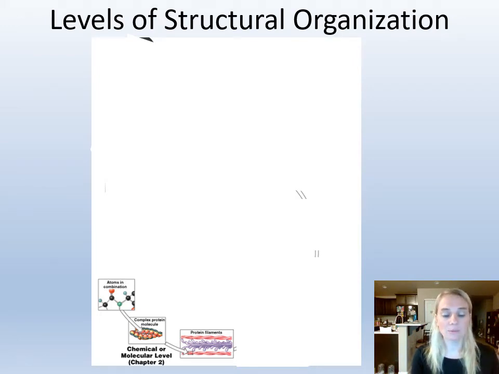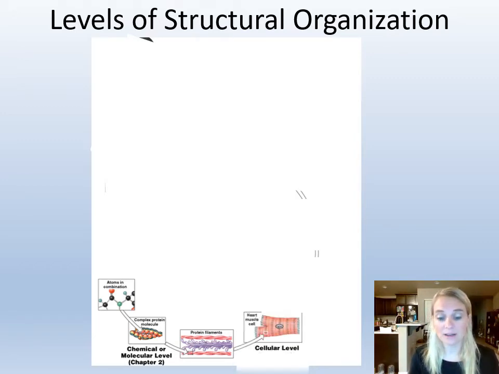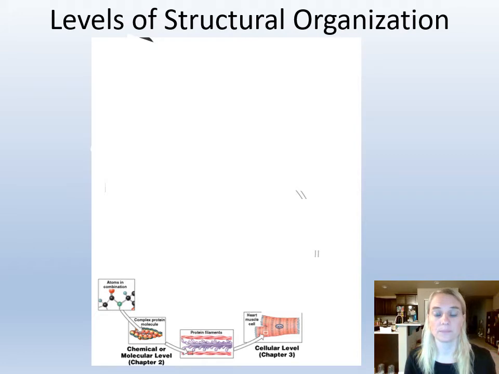So as these atoms and chemicals come together, they make these larger macromolecules. So again, if you remember, the major organic macromolecules, proteins, carbohydrates, lipids, and nucleic acids. So those four major organic molecules then combine together into the next level of organization, which is cellular. So in our text, the basic cell biology is covered in chapter 3.